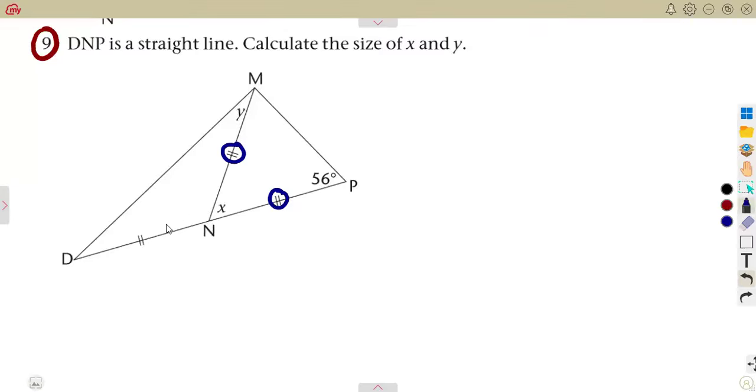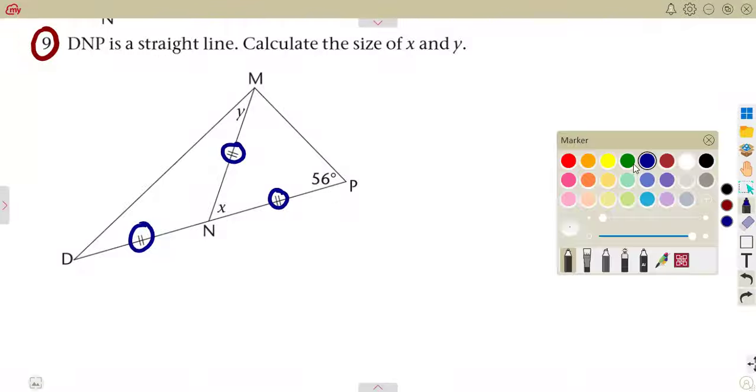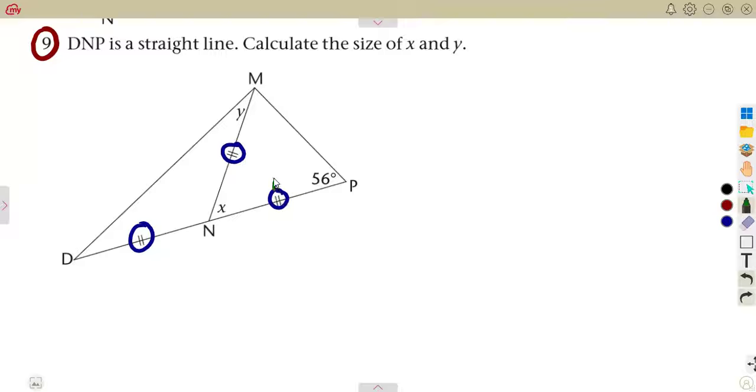This side here is also equal to this side. So in actual sense, MNP, this triangle is an isosceles triangle. Also, MND, this one is also an isosceles triangle. So be very, very careful. If this is an isosceles triangle, remember our concept: the angles opposite to the equal sides must be equal.